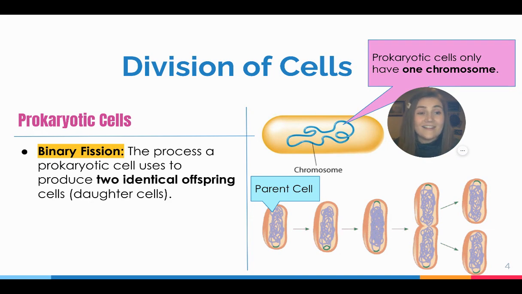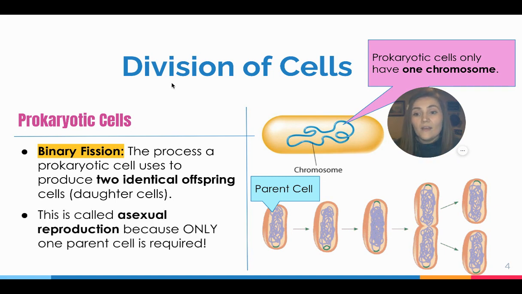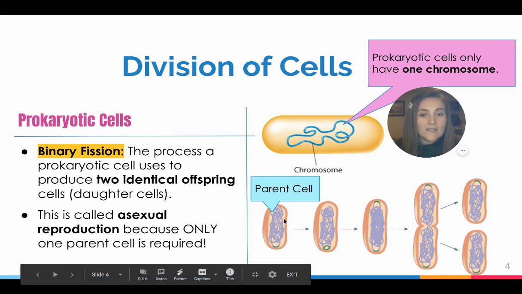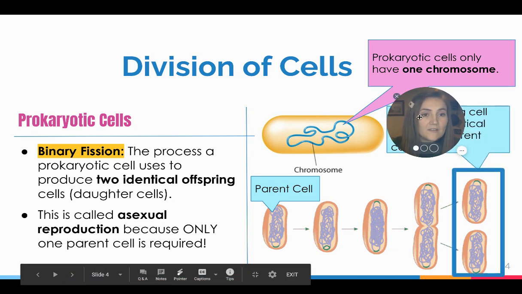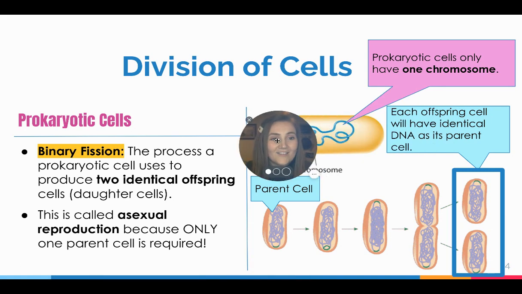We also call these daughter cells. So daughter cells is referring to the offspring. This whole process is asexual reproduction because we only require one parent cell. So looking at this picture below here, you can see that we have one parent cell. It's going through binary fission, and as a result, it produces two daughter cells that are identical not only to each other, but to the original parent cell.